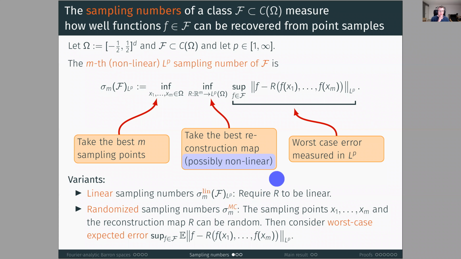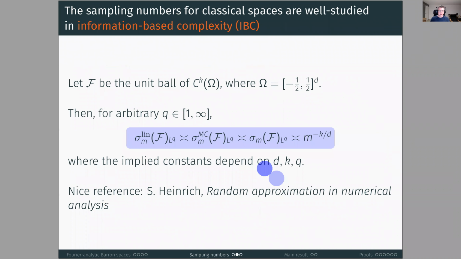Okay, so this is the definition. And for classical spaces, this has been studied quite in depth already in the information-based complexity community. Just as one sample result in this direction, let's consider the case where curly F is the unit ball of C^k, so of k times continuously differentiable functions. And then you can show that in whatever L^q space you do your reconstruction, the linear sampling numbers, the randomized sampling numbers, and the deterministic nonlinear sampling numbers all behave like m to the minus k over d, as m goes to infinity, d fixed.